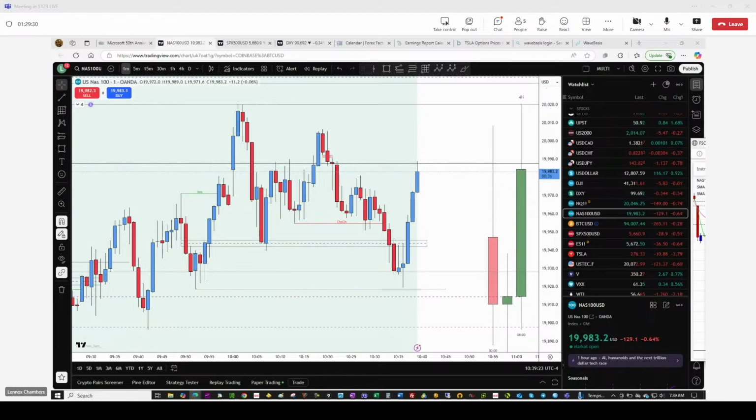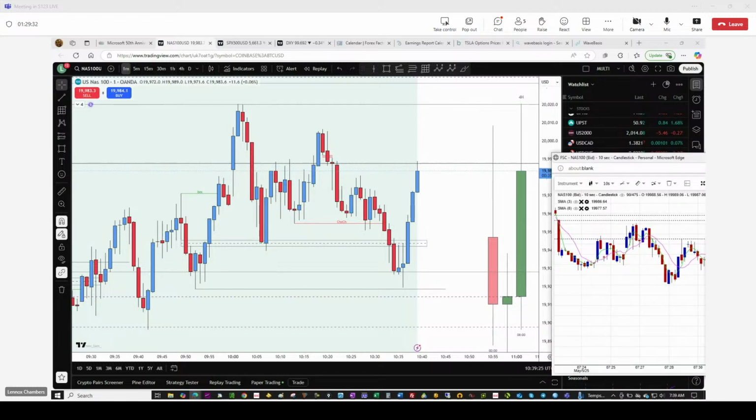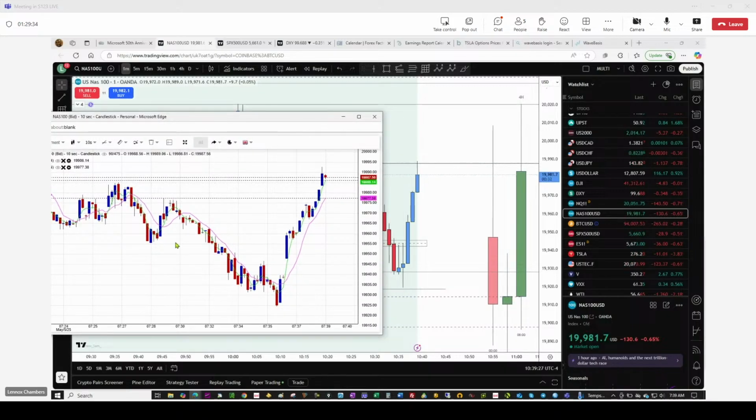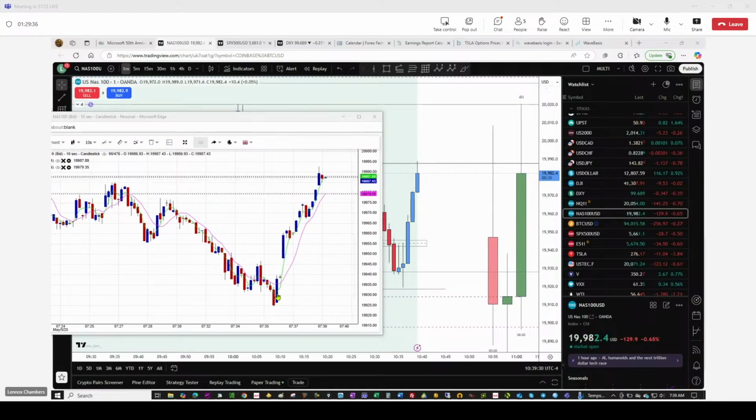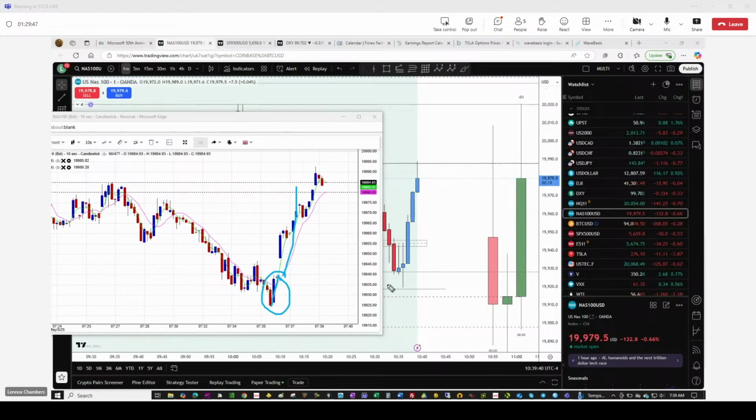So on the seconds chart, this fractal low is very quick. It's so quick at that point that you can't even really see it, but there's a quick 1, 2, 3, and then that's it, and it's gone. So that's how fast they moved out of there.